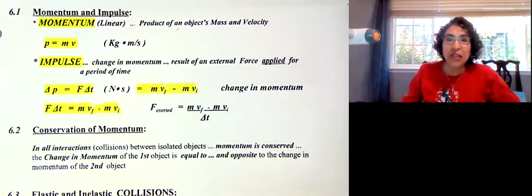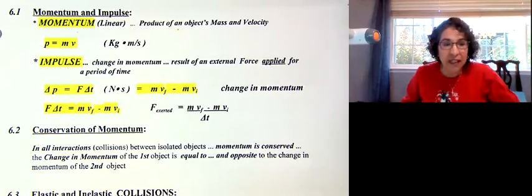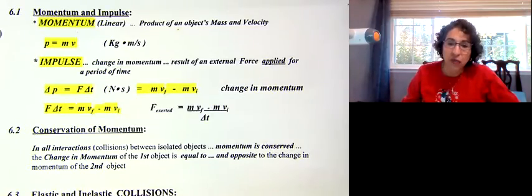I have here the handout that I've uploaded for you, which is the chapter summary of Chapter 6. The first two sections are momentum and impulse, and then conservation of momentum. We're going to work on the practice preparation problems for practice A and practice B in this video.